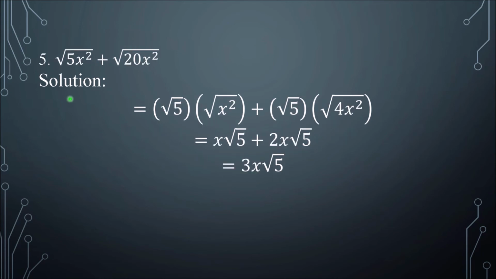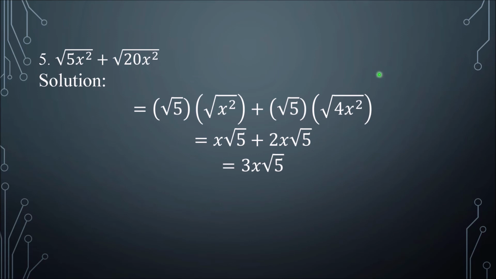Number 5. Square root of 5x squared plus square root of 20x squared. So they have different radicands. But let's simplify first. Square root of 5x squared is square root of 5 times square root of x squared. Why square root of x squared? As you can see, x squared is a perfect square factor of 5x squared. Here, we have square root of 5 times square root of 4x squared. 4x squared is a perfect square factor of 20x squared.